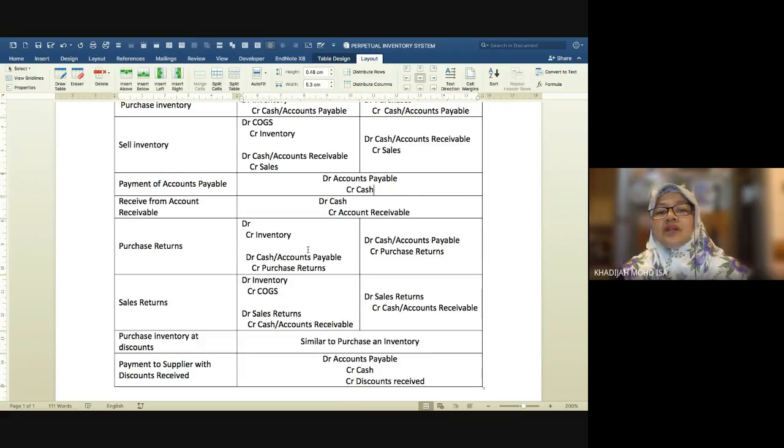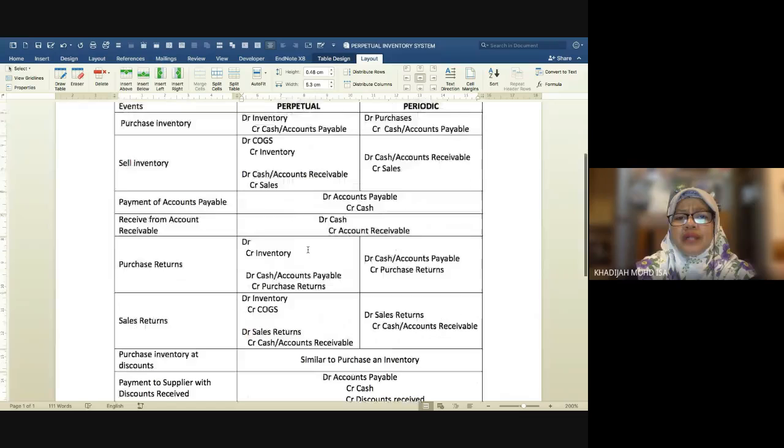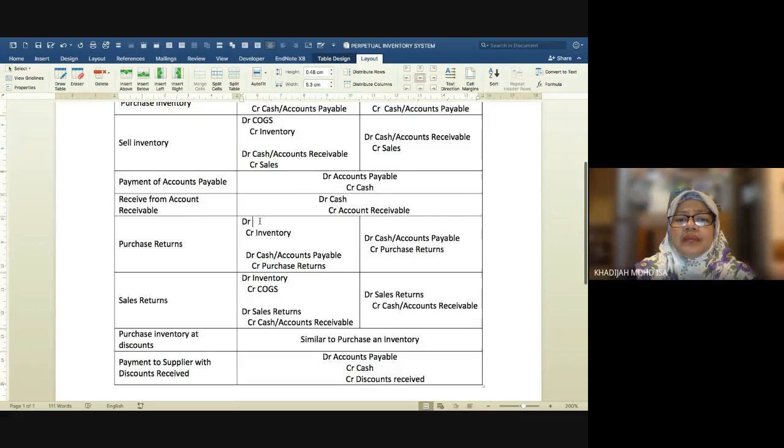Under purchase return of the perpetual accounts, you're going to debit your COGS and credit purchase returns. Right, debit your COGS, credit your inventory. Whenever there's a purchase return, it means that you purchased your inventory and then you return it to your supplier.